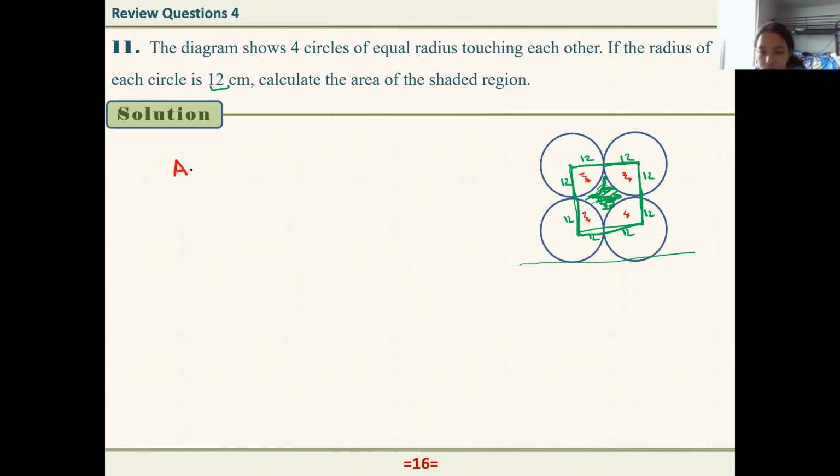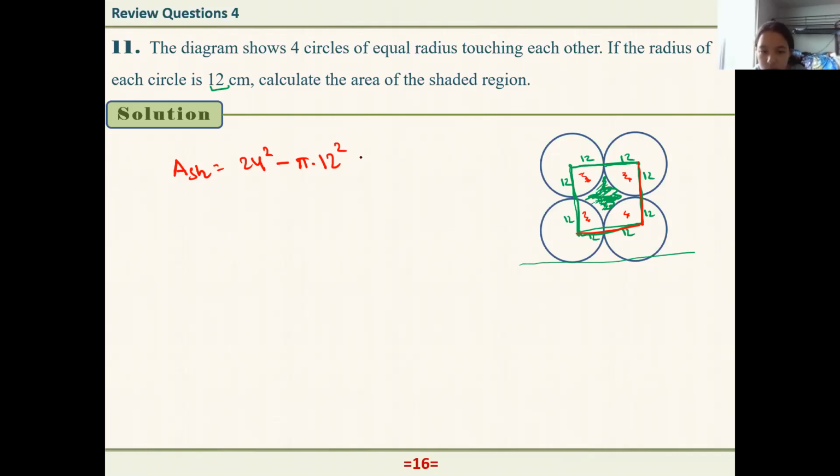Now, can we just say it like this, Shahina? The area of the shaded region, this middle part, equals the area of the square minus the area of the circle. What is one side of the square? 12 plus 12, that is 24, and that's also 24. So that is 24 squared minus the area of 1 circle, because the 4 quadrants together form a circle. That is pi times r squared, that is pi times 12 squared. Right? Does it make sense?